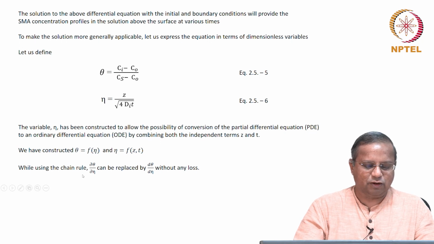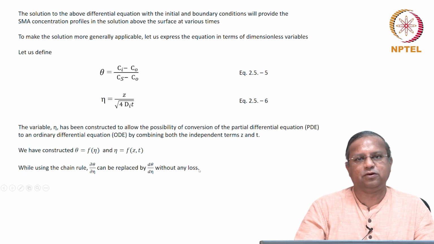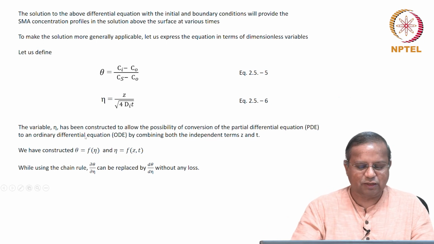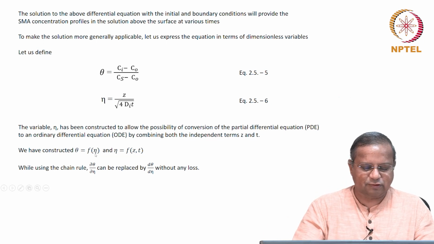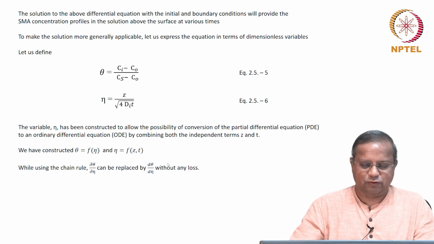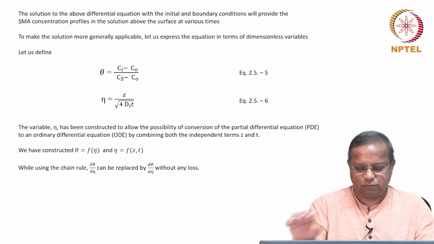We can use the chain rule and replace dou theta by dou eta here by d theta by d eta. This is the partial derivative here, this is the total derivative here without any loss. Okay. Here theta is only a function of eta, and therefore, this partial can be replaced with the total, and that is a part of the requirement here to convert. So, that is one of the reasons why we have done this. I am just explaining why it is. Do not start thinking about how I am going to do it, or how you are going to do it, do not worry about it for now.